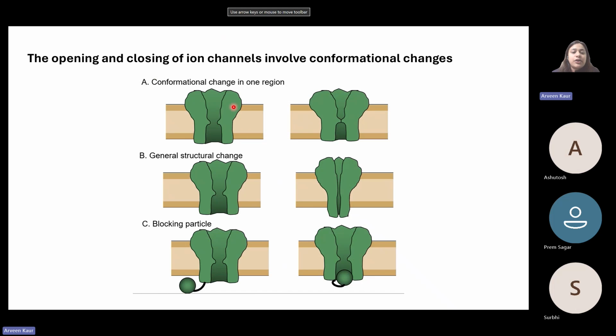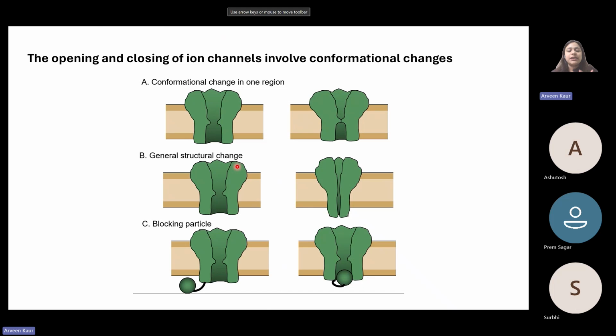It could be a conformational change in one region, for instance over here, the pore that is helping a channel pass. If it is open, it helps the ion pass, but if it is closed at this point, it will not help a particular ion pass through. Or the general structure itself could change, so the channel would be like this when it is open, but like this when it is shut. The entire channel is shut.